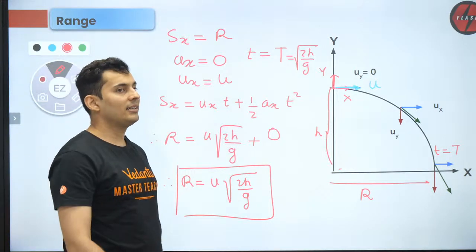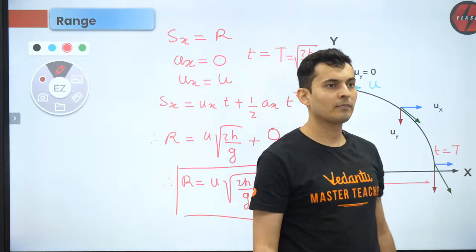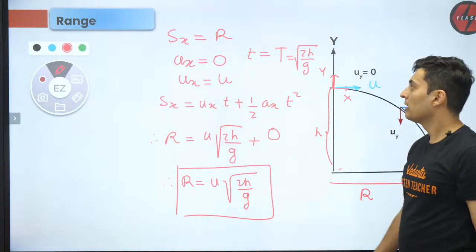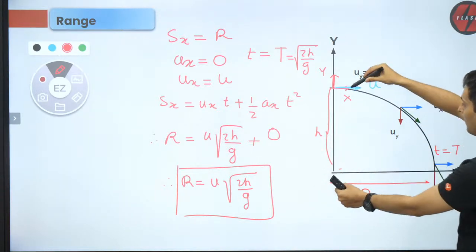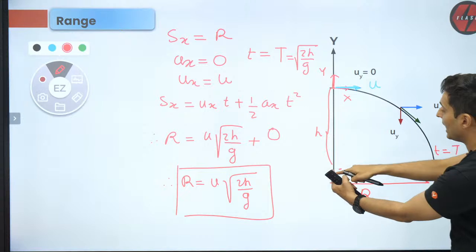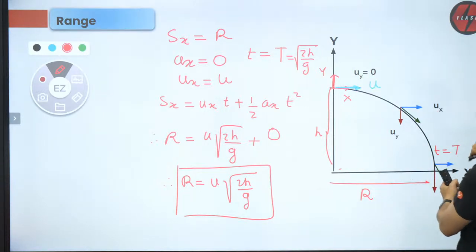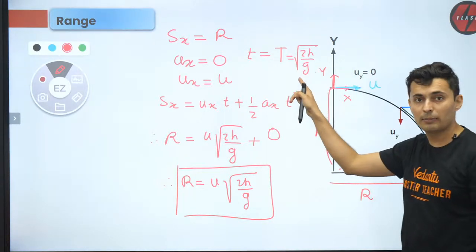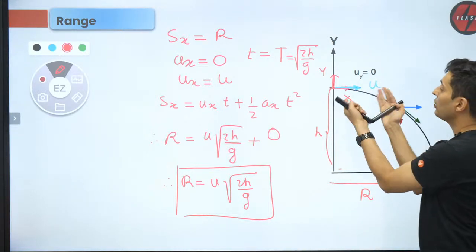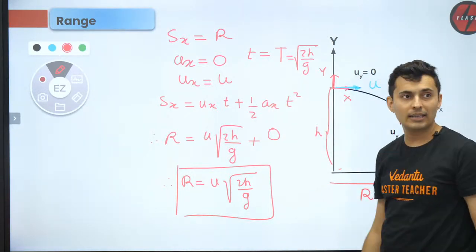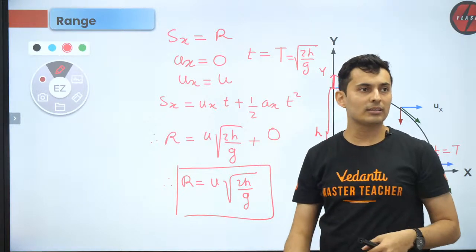Kushal, which part you didn't understand? Please let me know. So when the ball goes from here to here, the x displacement is r. The time taken to go from here to here is the total time of flight, which we just figured out in the previous slide. And the horizontal velocity will be u only because I'm throwing it that way. That's all. I hope this is clear.